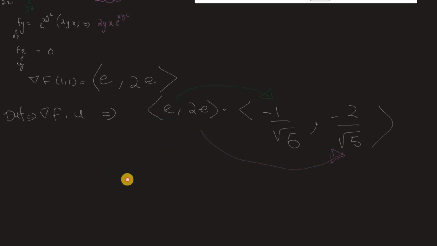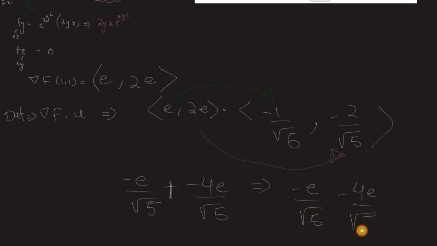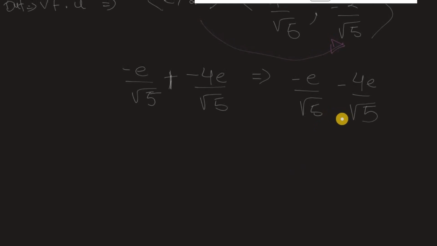Okay, so when you do this, it's -e over square root of 5, and here you have -4e square root of 5, and it should be a plus in the middle because we're doing the dot product. So now you are left with negative e over square root of 5 plus negative 4e square root of 5. So that's 1e minus 4e, so that's going to be negative 5e over square root of 5, and this is the directional derivative. Okay, so this is the final answer to this question.